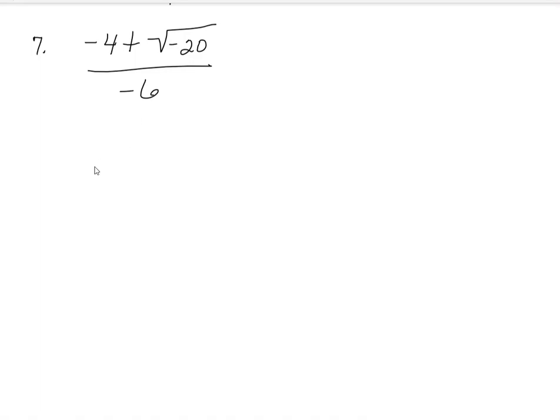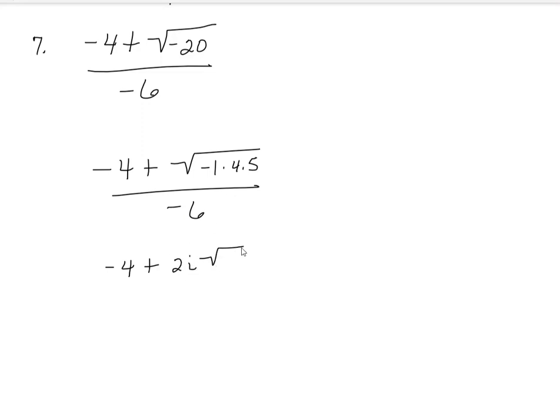Okay, problem number 7, we're going to start off the same way. We're going to simplify what's under that radical. So I have the square root of -1 times 4 times 5. And that is going to give me 2i times the square root of 5 divided by -6.